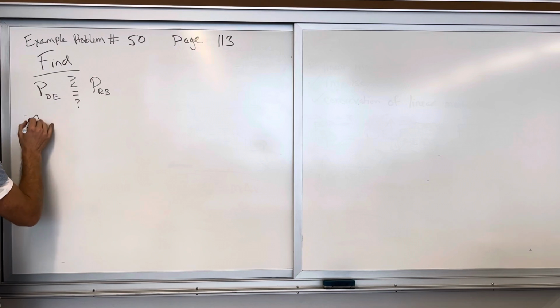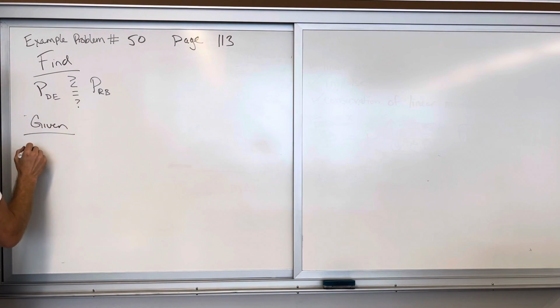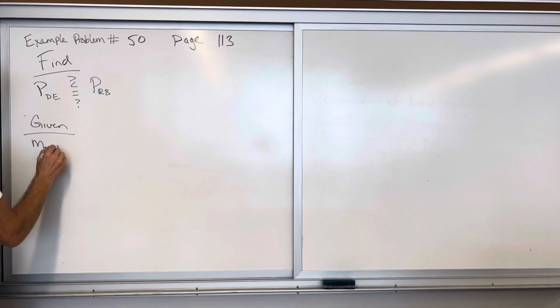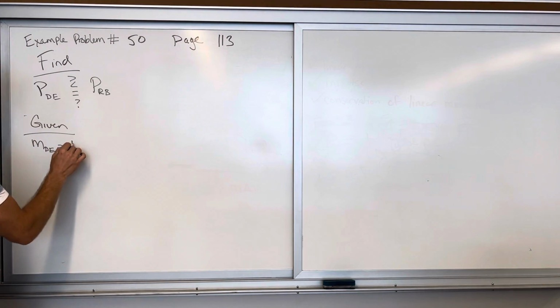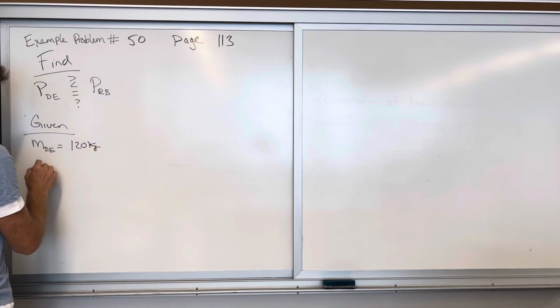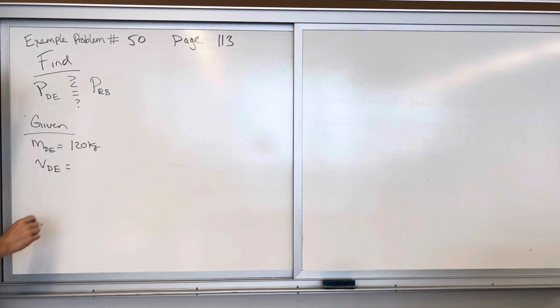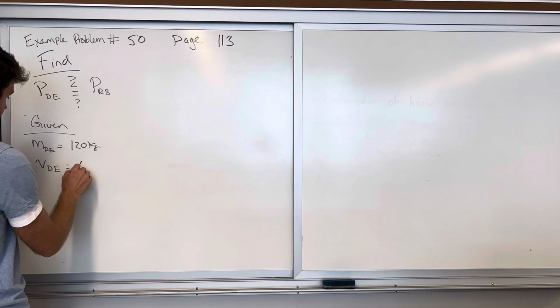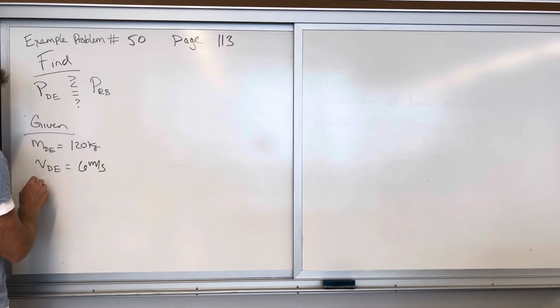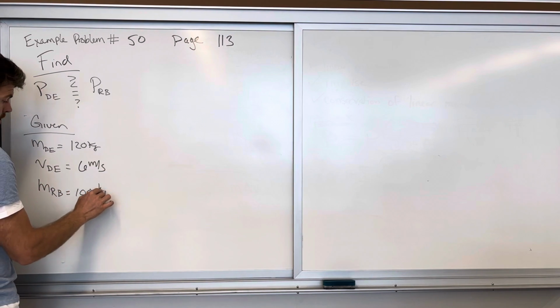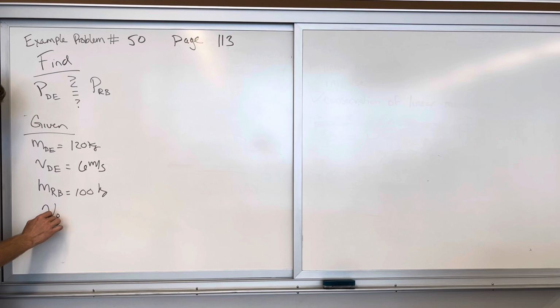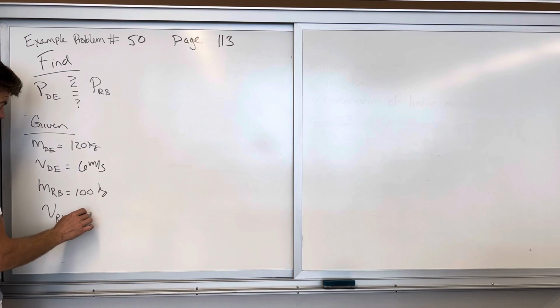And what's given? Mass of the defensive end is given as 120 kilograms. Velocity of the defensive end is 6 meters per second. These are positions in American football, if you're not familiar. The mass of the running back is 100 kilograms, and the velocity of the running back is 8 meters per second.